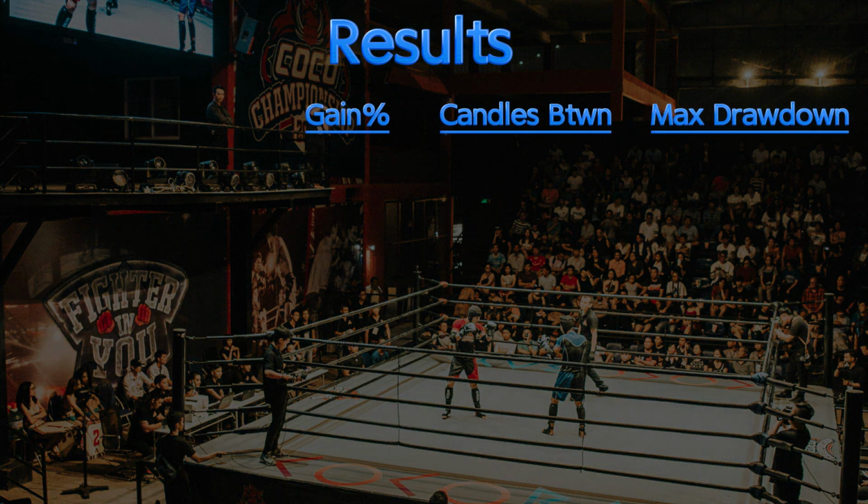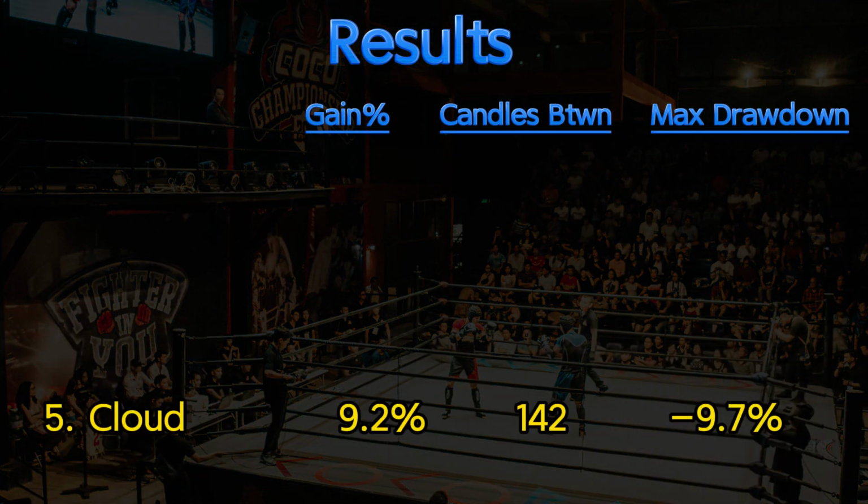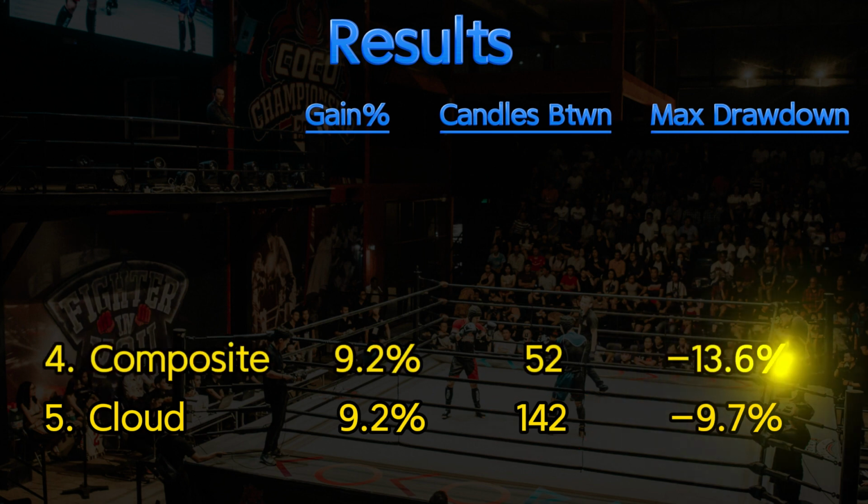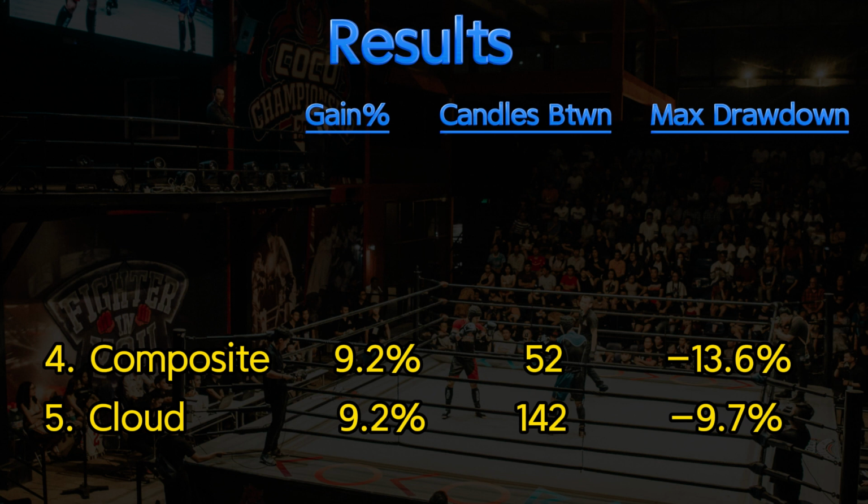Now the results. Coming in 5th place, the Cloud, with just a 9% return over each 100 trades and a staggering 142 candles between the signals. That's a long time to wait for a trade, especially when it's not particularly profitable. In 4th comes Composite, also with a 9% return. But in contrast, this one did have the most signals of any of the strategies at only 52 candles between each, but it also had the biggest drawdown of the lot.